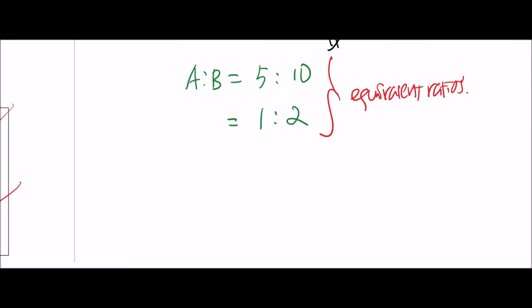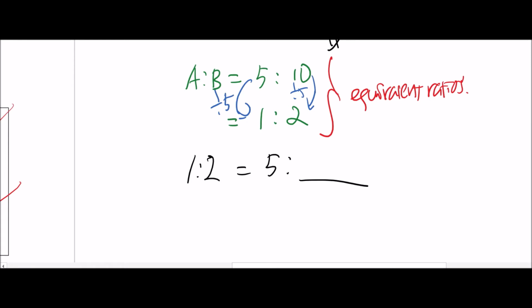So how do I obtain the bottom ratio 1 is to 2 from 5 is to 10? Well, from here, we divide both sides by 5. This is how we get the other one. But if I tell you I have a ratio 1 is to 2 and it is equivalent to 5 is to something, now, how do we find that something? Make a guess.